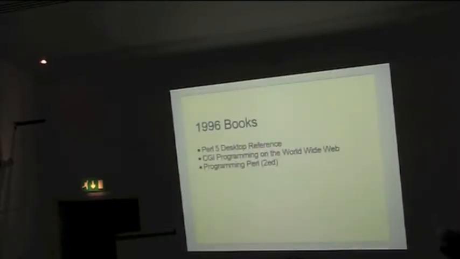And we got some more books. The Perl 5 Desktop Reference was first published in 1996. CGI Programming on the World Wide Web is the O'Reilly mouse book. It's not one of the nastier CGI books that we'll come to later. And the second edition of the Camel. So that's the first blue camel. That was the first Perl book that I bought.